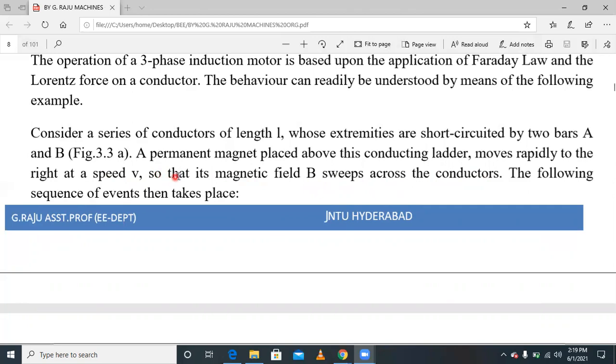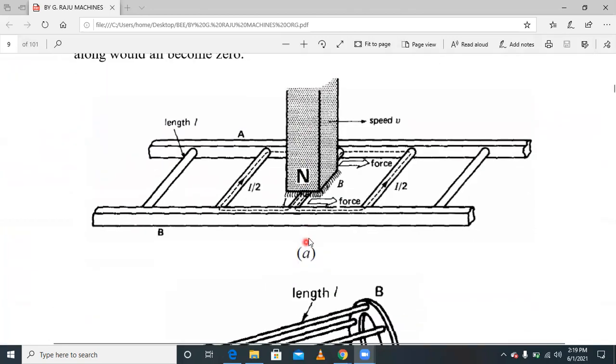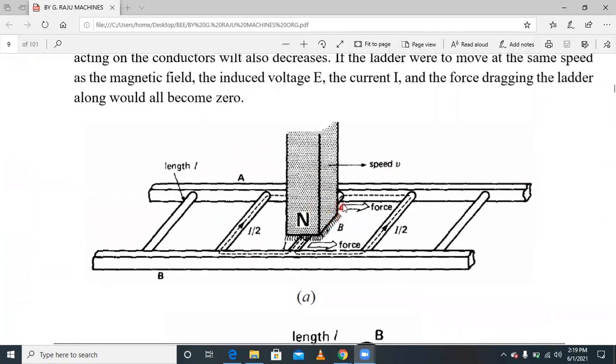Am I right or not? The magnetic field sweeps across the conductor. This is called the magnetic field, correct? That means there is a change in magnetic field between this rotor conductor and the stator's magnetic field. As it sweeps like this, a magnetic field of magnetic flux density B is developed.